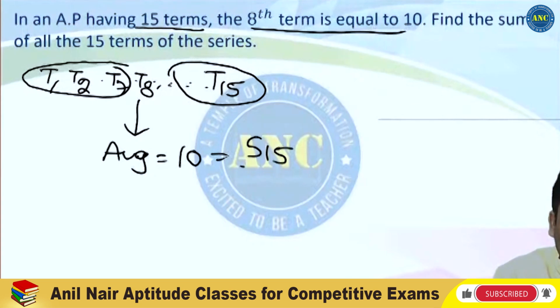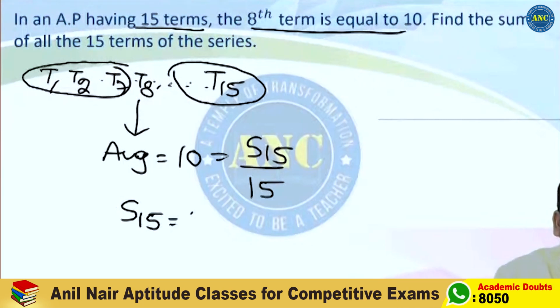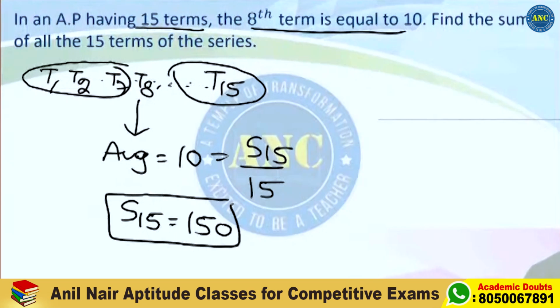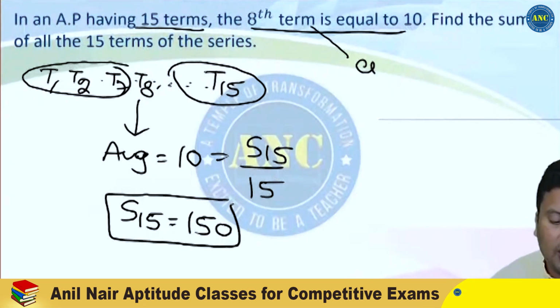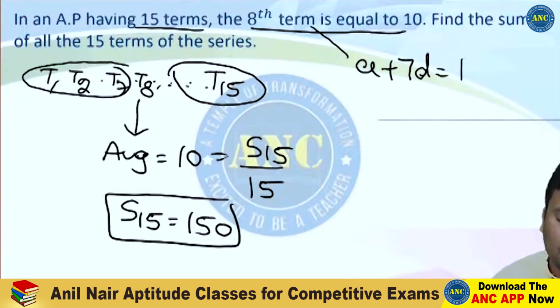Average is nothing but sum of the quantities by number of the quantities. Sum of the series is nothing but 150. Otherwise, what will you use? A plus 7D is equivalent to 10.